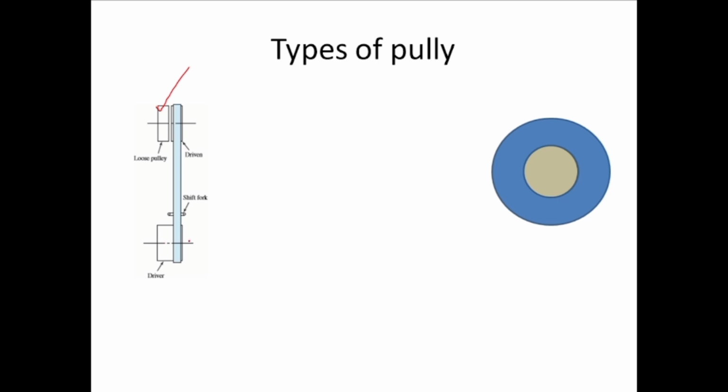If we want this motor or this driver shaft to be rotating, but we don't want the driven shaft to rotate, we want it to be static, then what we can do is to take a shift fork. We will shift this belt over here and this belt over here to this pulley, so this will rotate and this belt will also rotate, but this will not rotate. So this is one type of pulley.